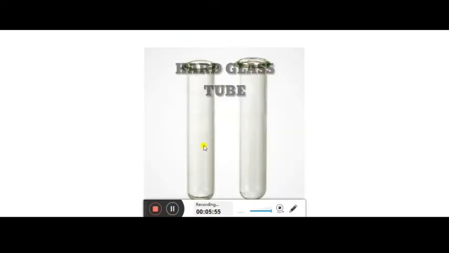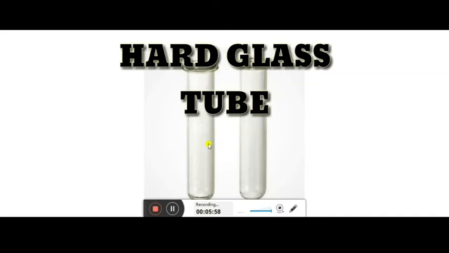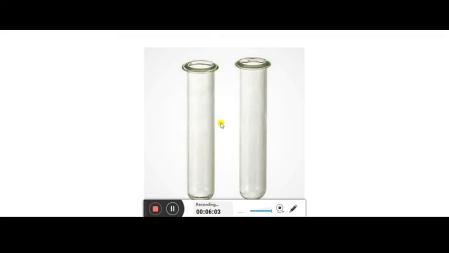Now the next one is the hard glass tube. When there will be more heating, that means the heating is done at high temperature, then this kind of hard glass tube is used. It has the same shape as a test tube, but it is much broader and made of harder glass. A test tube may break at high temperature, but this one will be durable. It is also called the boiling tube, because the liquid can be boiled here.